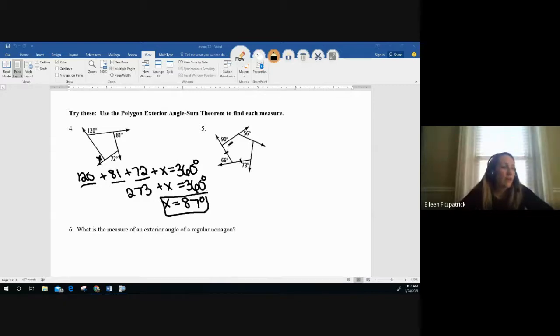Here I have a 1, 2, 3, 4, 5-sided figure, okay? So there should be 5 exterior angles. 1, 2, 3, 4, and then you're missing the 5th. All 5 angles, let me start with 73. It doesn't matter what you start with, but 73, then I'm going to go to 66, then 90, then 56, plus your unknown, add up to 360. All right. So when you add up all of your like terms, you get 285 plus x equals 360. Subtract 285 from both sides, you get x is equal to 75.